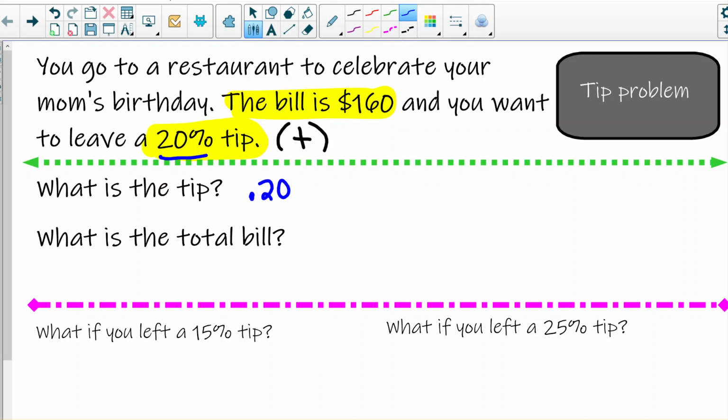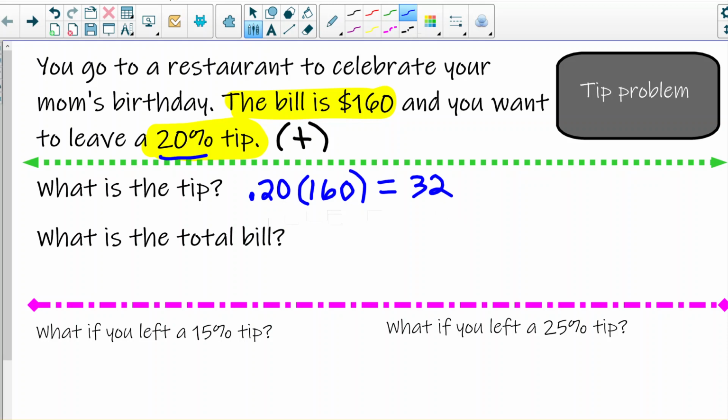Okay, and we want 20% of the bill, and we know that the word of means to multiply in math. So I need to take 0.20, 20%, and multiply it times the bill. And I'm going to show multiplication with parentheses, but you could use a little multiplication symbol or a star. Any of those would work. Okay, so again, I can use my calculator. So in my calculator, I'm just typing in 0.20 times 160, and that gives me 32. So 20% of the bill is $32.